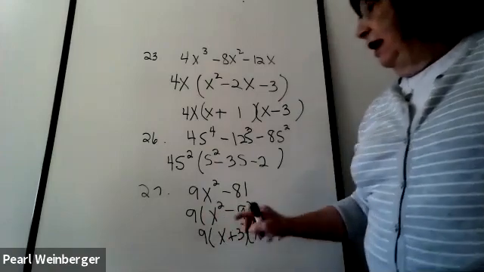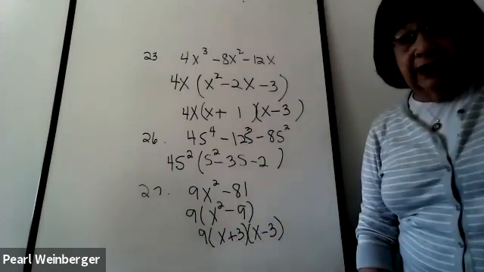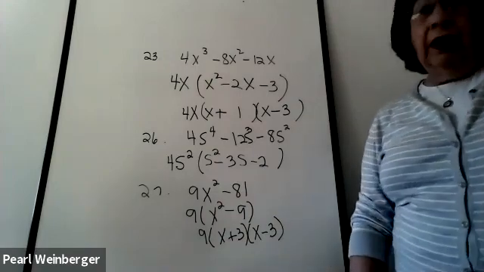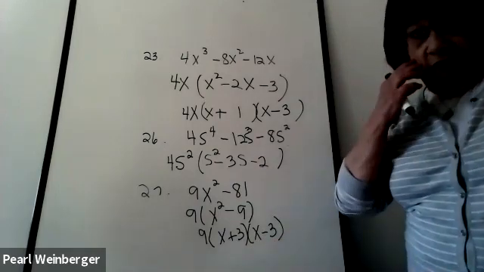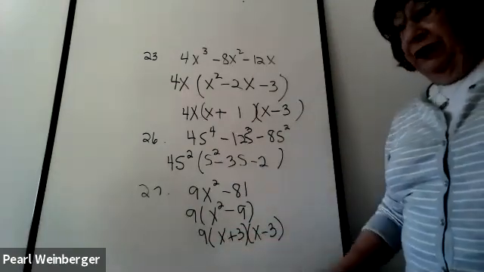If you didn't take out that common factor of 9, you did not completely factor this, and that would be considered wrong. If you got this on a midterm and you were asked to completely factor, it's not completely factored unless you've also taken out the common factor.